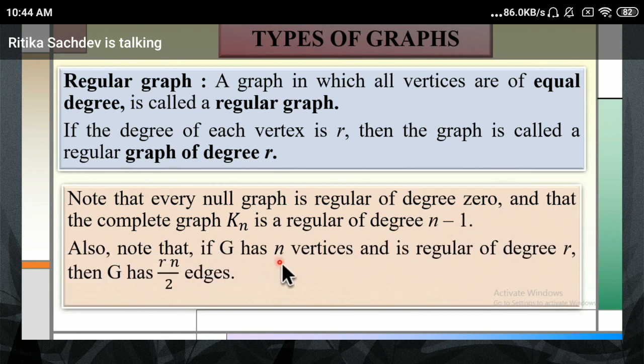Also note that if G has n vertices and every vertex has degree r, then how many edges will be there? As per the handshaking lemma, I will have the sum of degrees of all the vertices equal to twice the number of edges. What will be the sum? Every degree is r and there are n vertices. So n into r divided by 2 will be the number of edges.